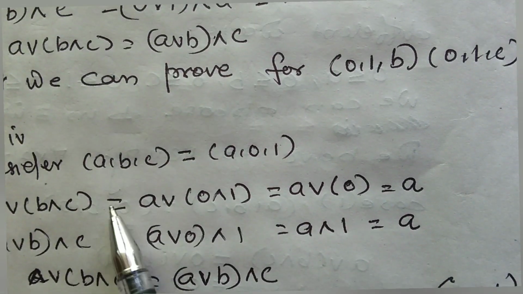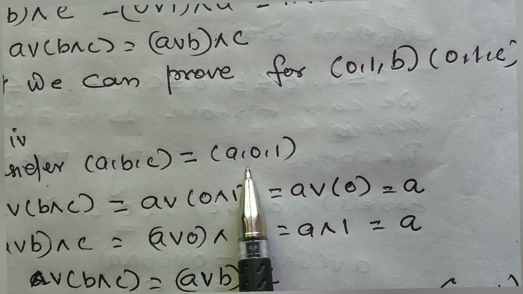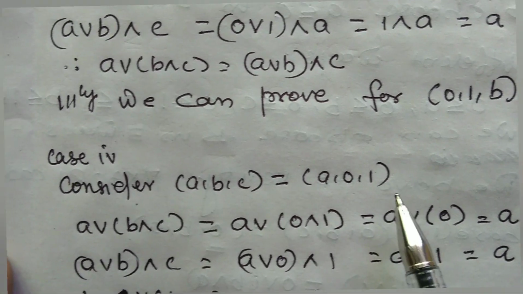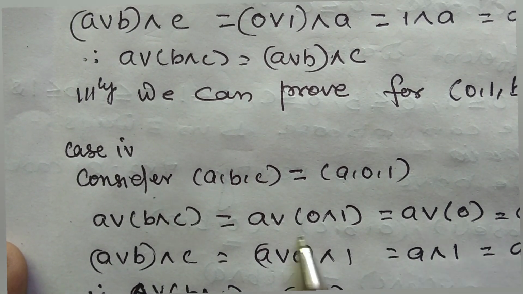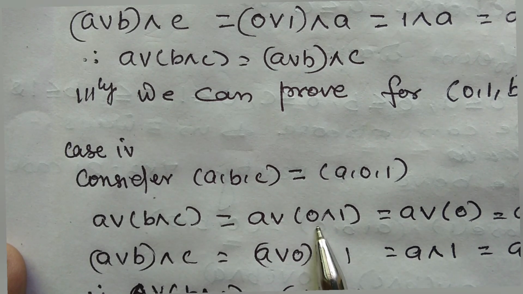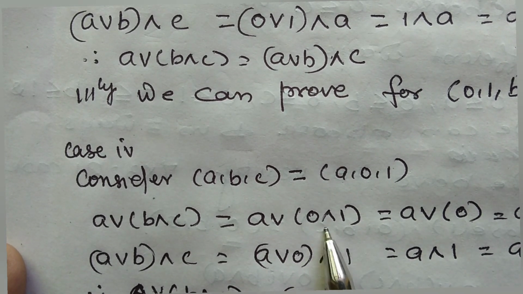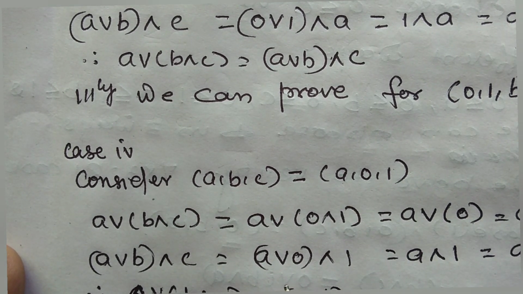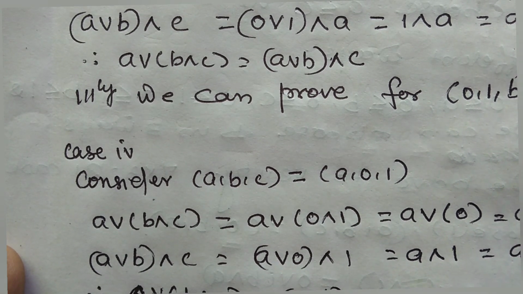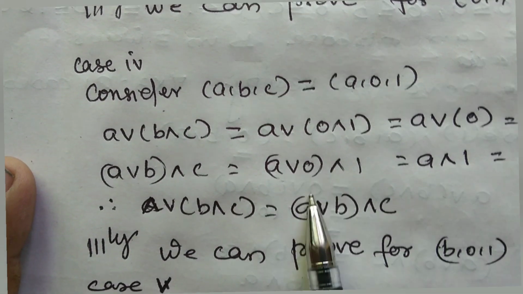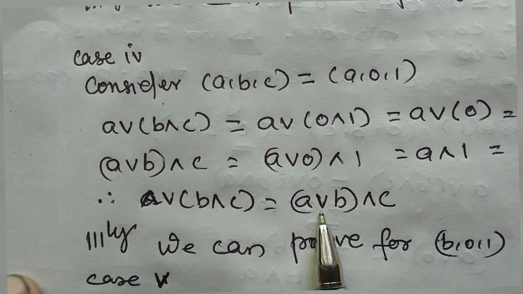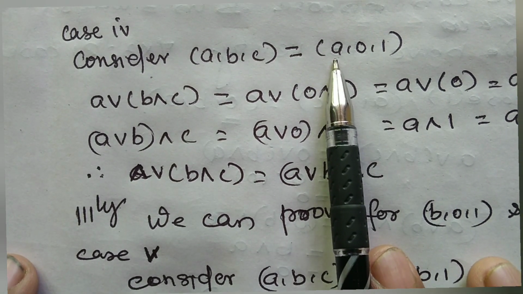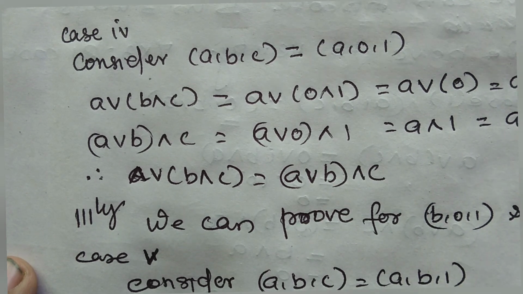And case 4, that is (A, B, C) is equal to (A, 0, 1). That is A is equal to A, B is equal to 0, C is equal to 1. Substituting in this equation, we get A or (0 and 1). 0 and 1: 0 is the least value, 1 is the supermost value, and means the least value, that is equal to 0. So A or 0 is equal to A. Similarly, A and 1 is equal to A. So LHS equal to RHS. In this case, we proved. Now, for A, 0, 1, we can replace A by B and C. That is, the result is true for B, 0, 1 and C, 0, 1.